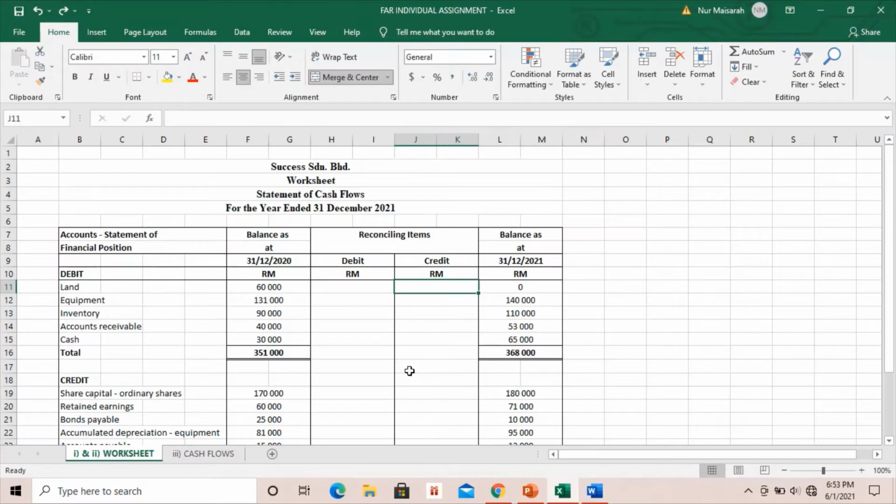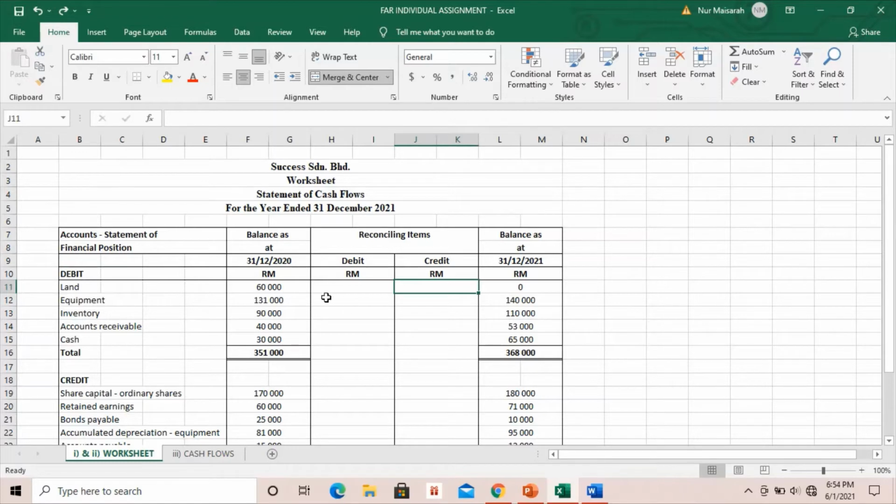So the balance at 2020 is the beginning balance, while the balance at 2021 is the ending balance. To get the amount of the reconciling item for each account, the beginning balance must be subtracted from the ending balance. For debit accounts, if the beginning balance is more than the ending balance, the account will be on the credit side, and if the ending balance is more than the beginning balance, the account will be on the debit side.